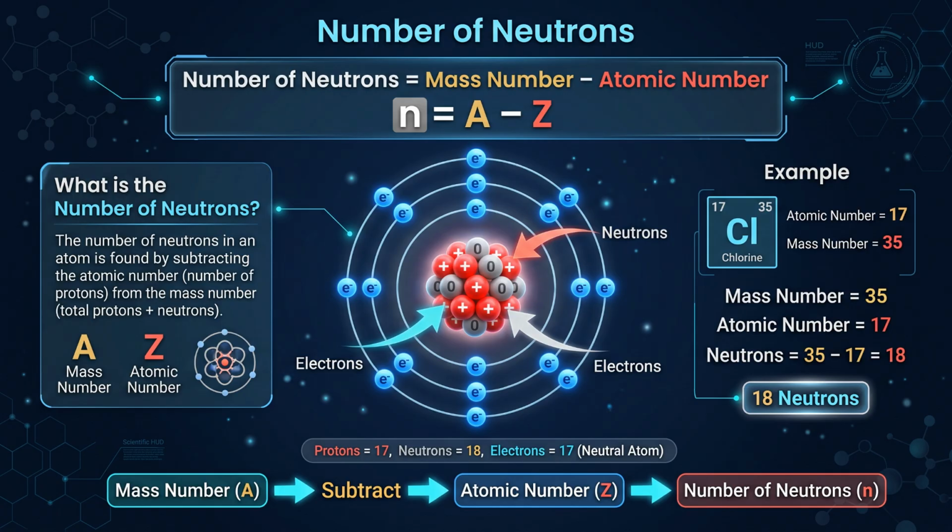Atomic number = number of protons. Mass number = number of protons plus number of neutrons. Number of neutrons = mass number minus atomic number. If you memorize these three relationships and understand what each quantity represents, you will be able to solve almost every basic problem related to atomic structure. These formulas form the foundation for understanding isotopes, nuclear chemistry, radioactive elements, and many advanced topics that you will study later in chemistry and physics.